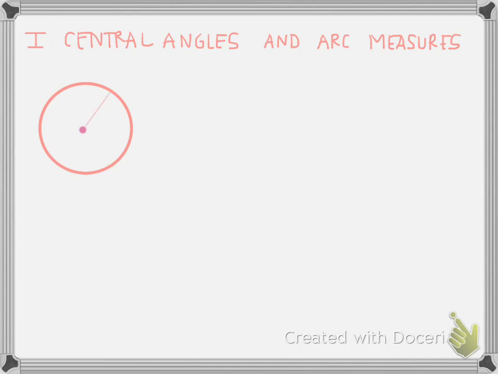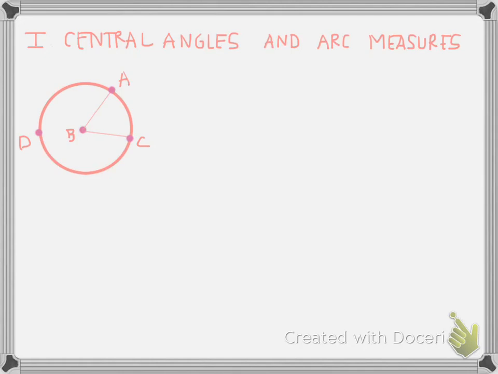And its sides are radii here. So we could call these A, B, C there. Let's call this some point over here, A, B, C, D. So remember, a central angle is where the vertex is at the center point.